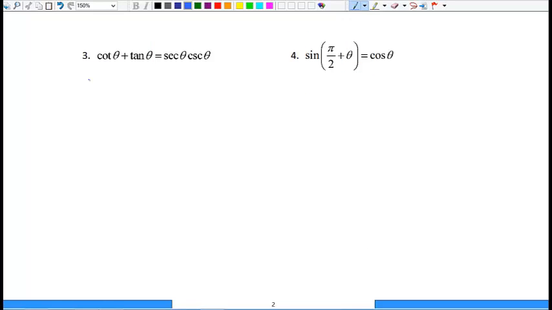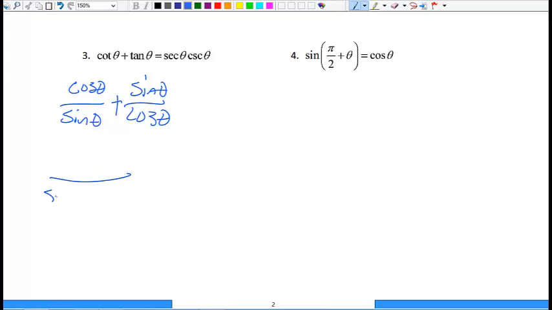Okay, so in number three, again, one great approach is to try to convert everything to sines and cosines and see what happens. And again, I only want to manipulate one side, and typically it's the more complicated looking. So cotangent plus tangent, I think, is a lot more complicated than just secant, cosecant. So cotangent is cosine theta over sine theta plus sine theta over cosine theta. Okay. I want to do a common denominator. Common denominator would be sine theta cosine theta.